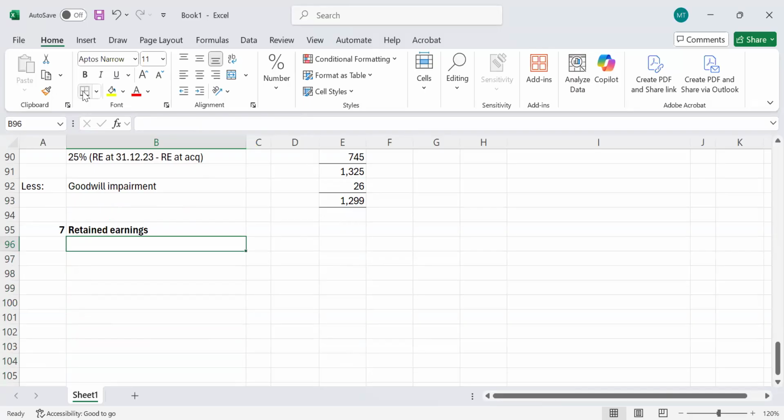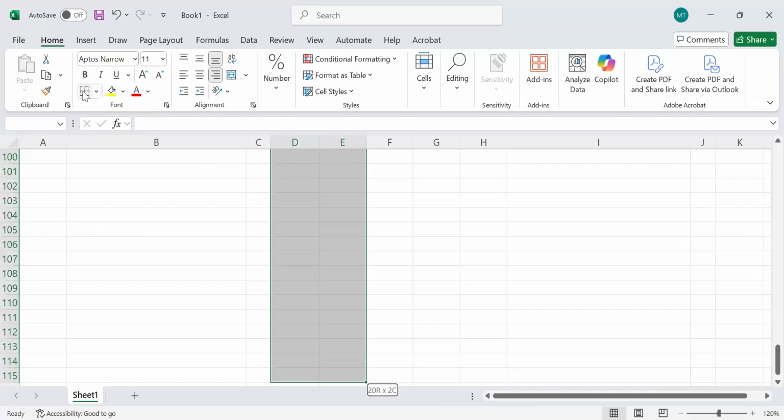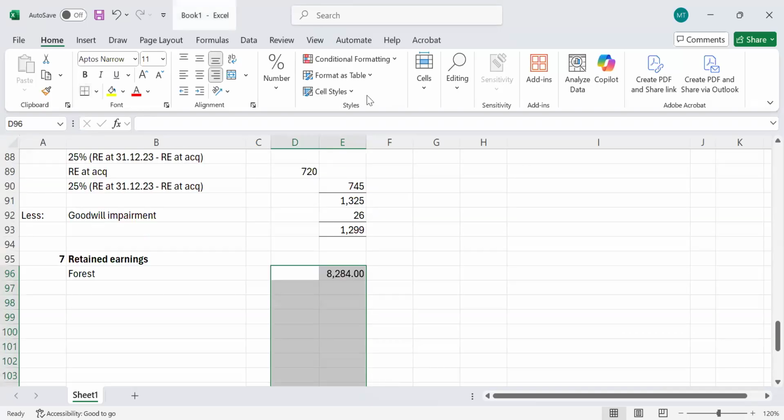Right, so Forest, just a copy paste exercise, retained earnings coming from the balance sheet, which states as 8284. Right now, what do we do next? We will calculate subsidiaries, and then we will do the same thing for the associate.